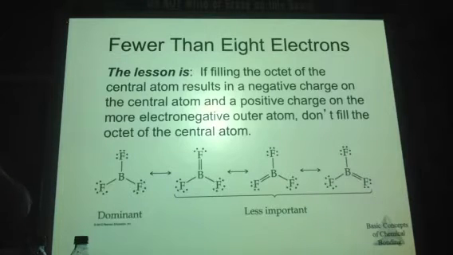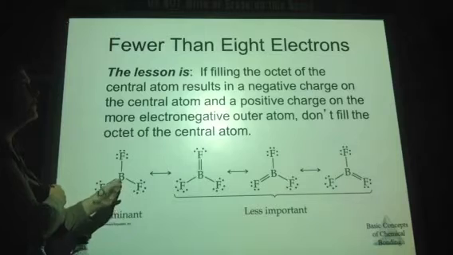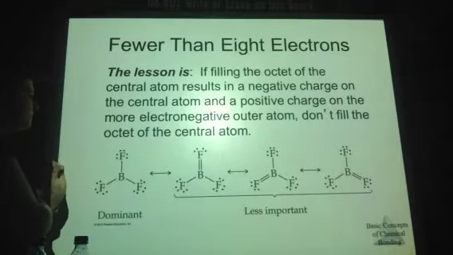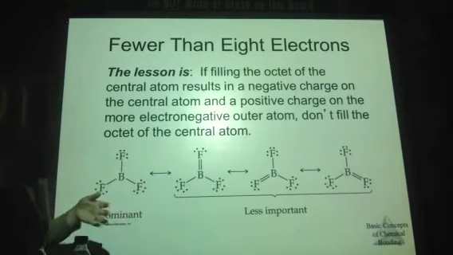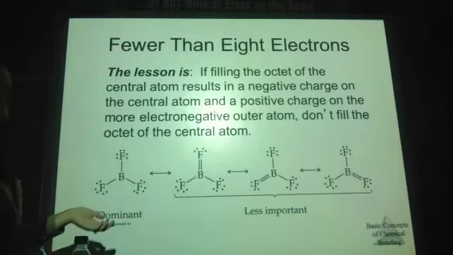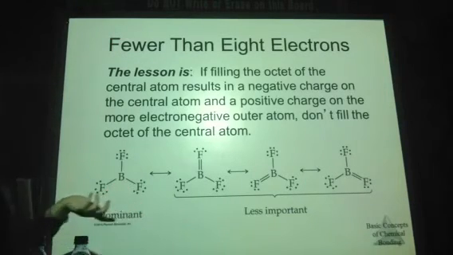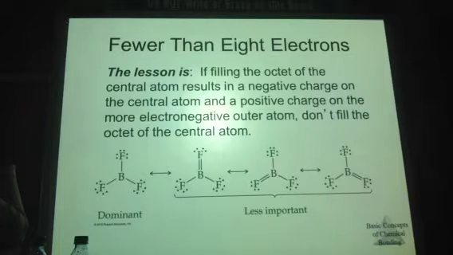So the lesson that we want to take from this: if filling the octet of the central atom results in a negative charge on the central atom and a positive charge on the more electronegative outer atom, then we just don't want to fill the octet of the central atom. So even though my central atom may have fewer than 8 electrons, if I have formal charge 0 on everything, or formal charge 0 on the central atom and a negative on the most electronegative element, then that would be good.